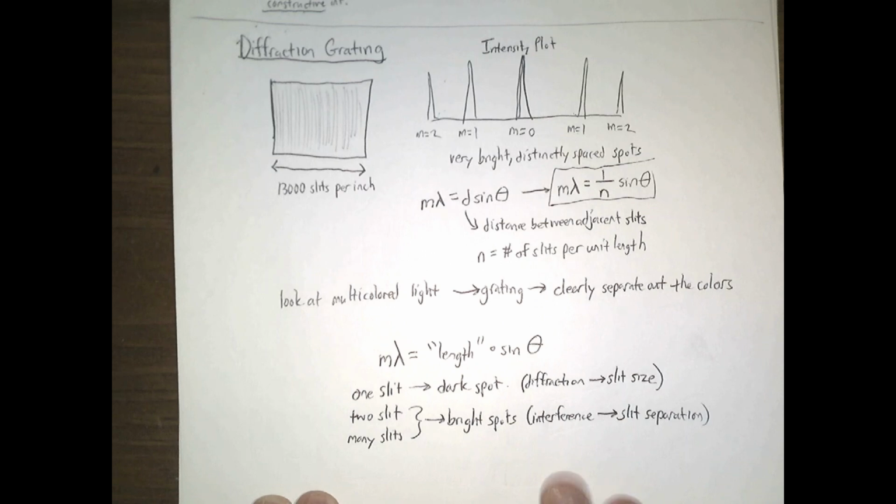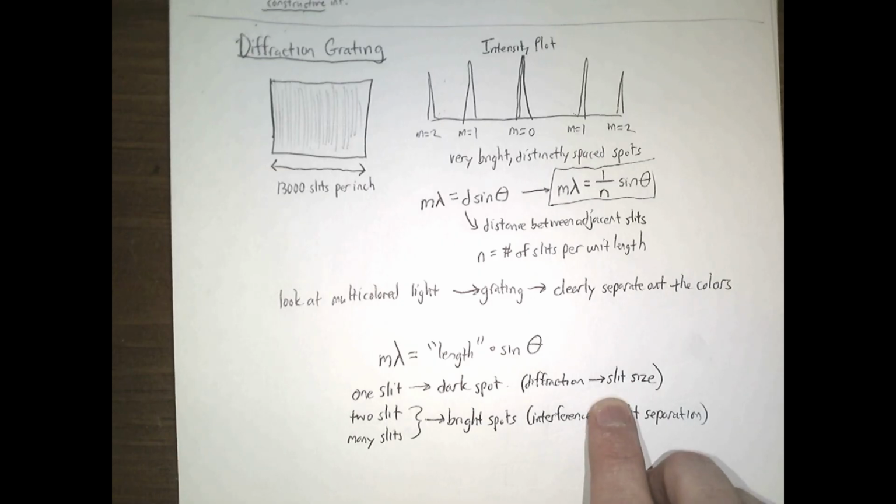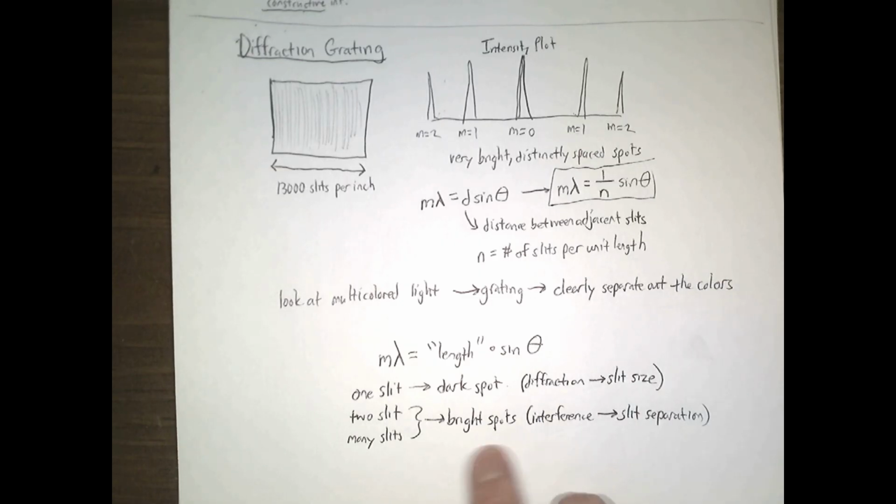So really, really read a diffraction problem carefully. Are you looking for dark spots? That's going to usually be controlled by the slit size and diffraction. Are you looking for bright spots? That's going to be controlled by interference and the slit separation. So by carefully looking for those words, you understand the context of what you're looking for, and you won't get it mixed up when they definitely try to trick you on those multiple choice questions.